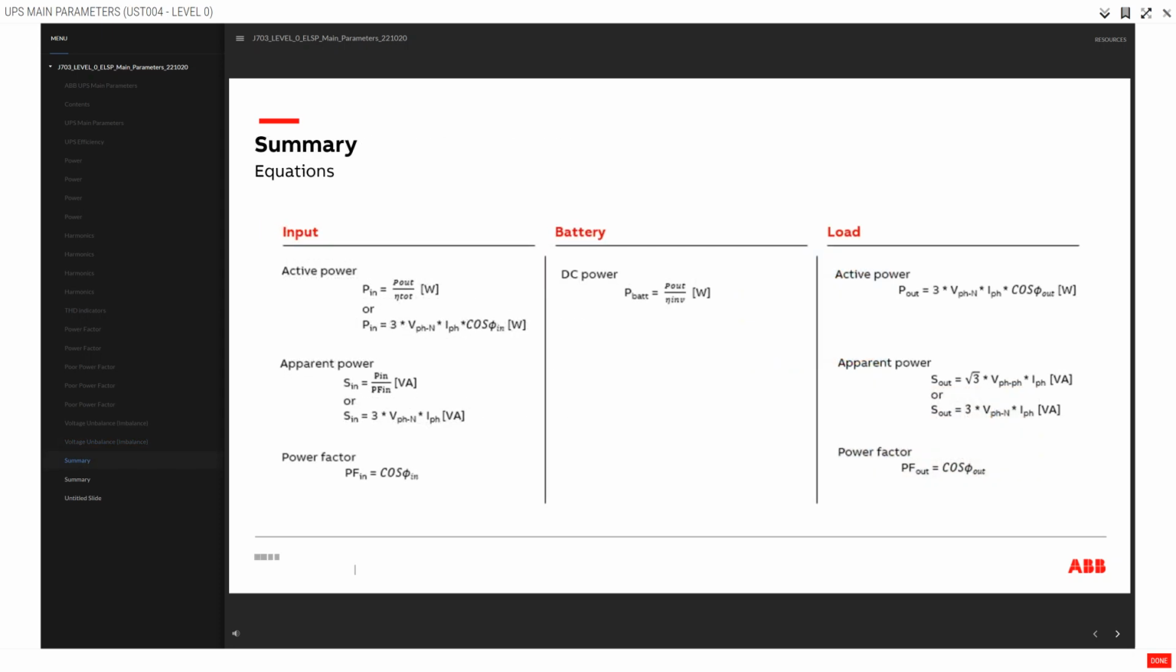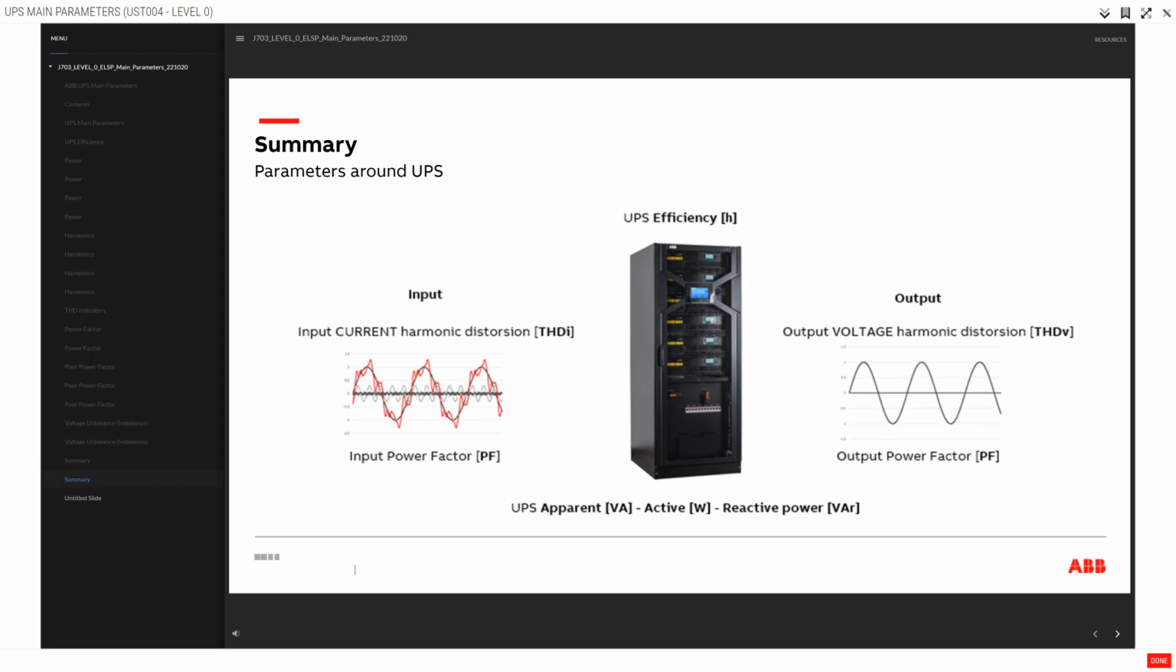Here below you can find a list of the most important equations to be used when dealing with UPS. The purpose of these equations is split into input, UPS input side, battery side, and load side. UPS main parameters summary.